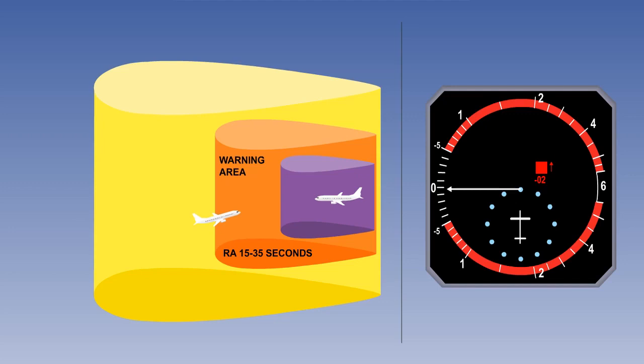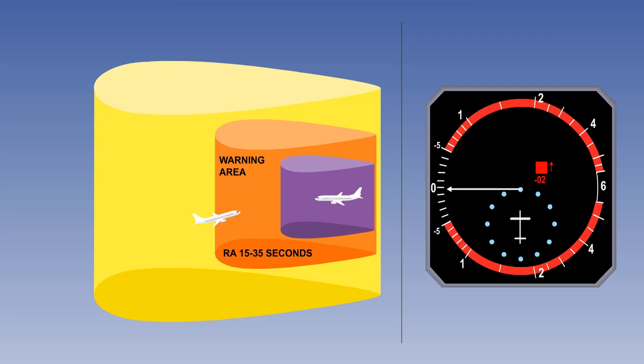If the aeroplane continues on this track and enters the second bubble, then a resolution advisory is generated. The symbol changes from an amber circle to a red square, and either a preventative advisory or a corrective advisory is issued in the vertical plane, instructing you to climb or descend.